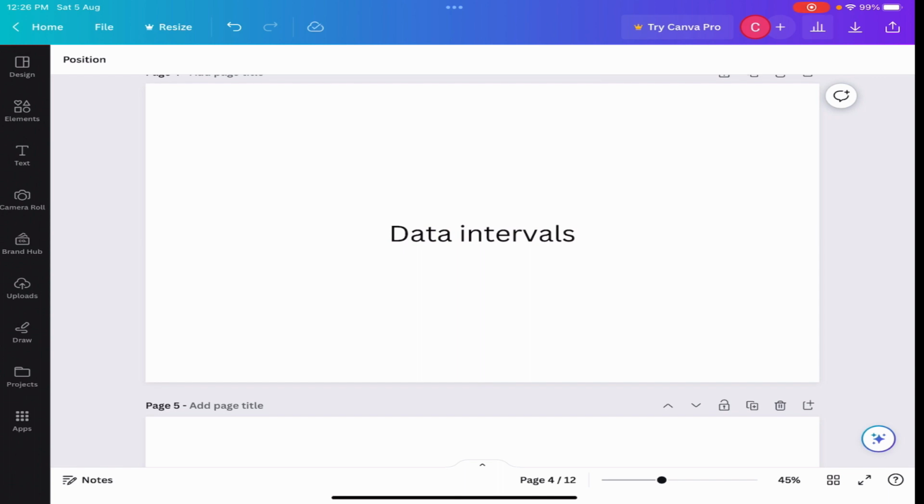So what is data? Data is the changes in price movements, right? And there are different data intervals. That means that there are different time frames using which you can do your analysis. We have the daily chart, we have the weekly chart, monthly chart, 15-minute chart, 1-hour chart, 3-hour chart.